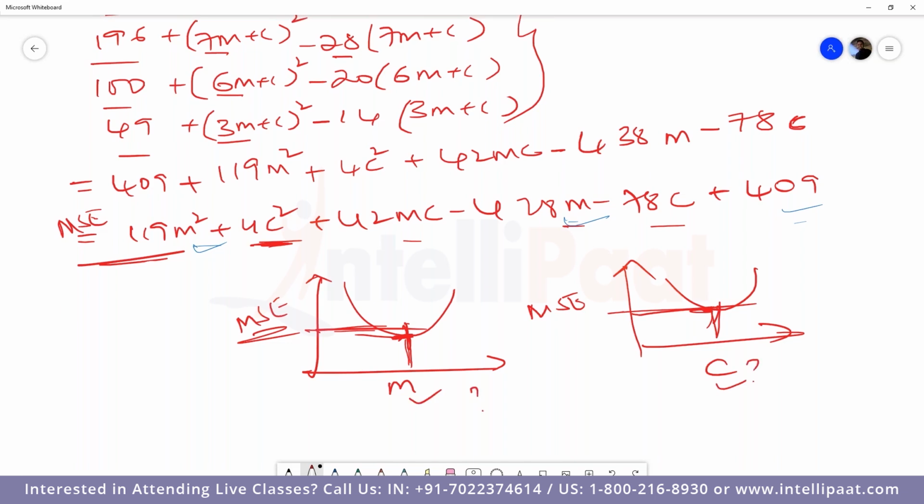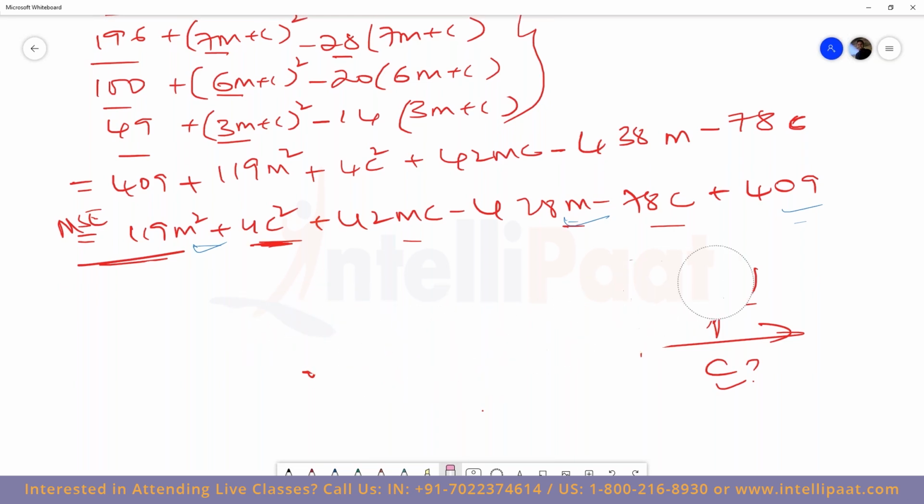What is the value of M? What is the value of C? We're going to try and find what these values of M and C really are. But this particular equation doesn't look at only a C or only an M. So how does this actually look?